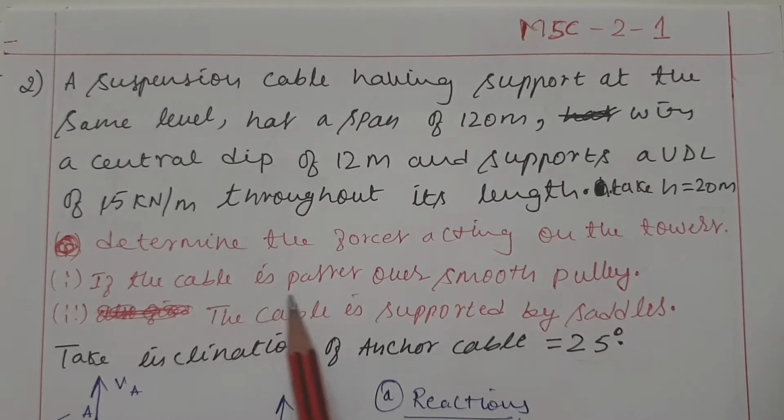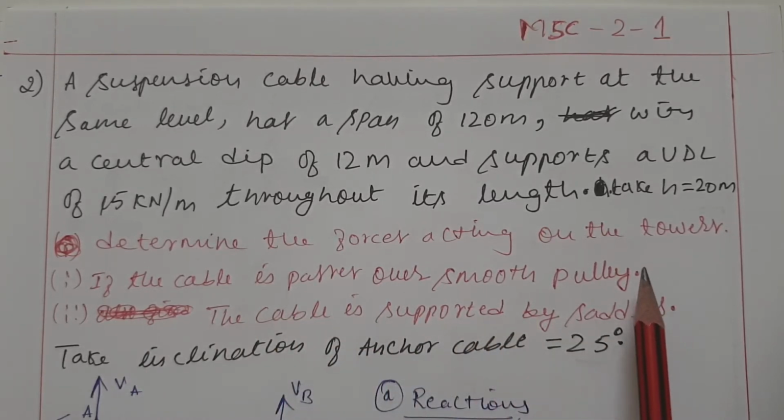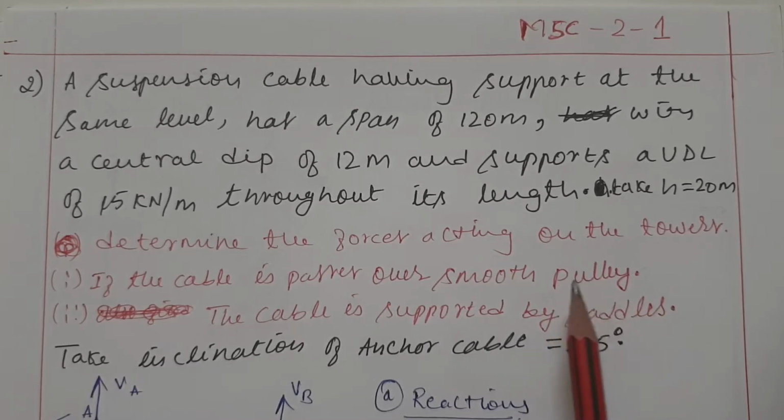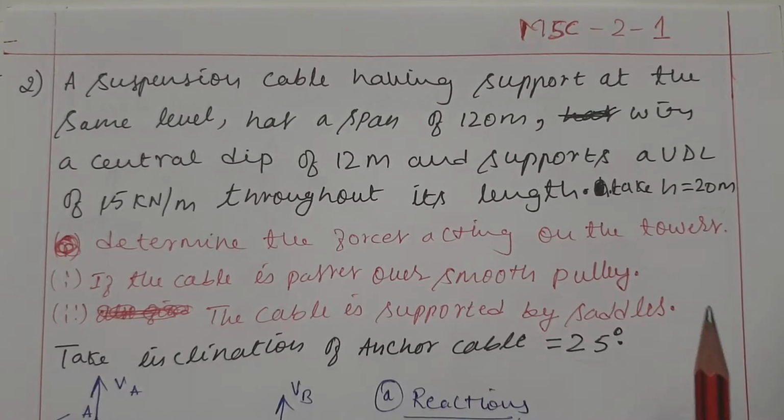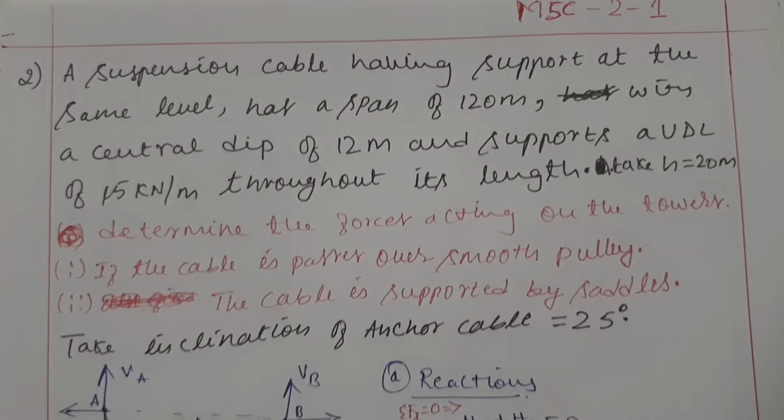One, the cable is passing over a smooth pulley, which may also be called a frictionless pulley. Number two, the cable is supported by saddles, which may also be called a roller support. So these are the two conditions given. In addition to that, the inclination of the anchor cable is given as 25 degrees. From this data I have drawn this figure.